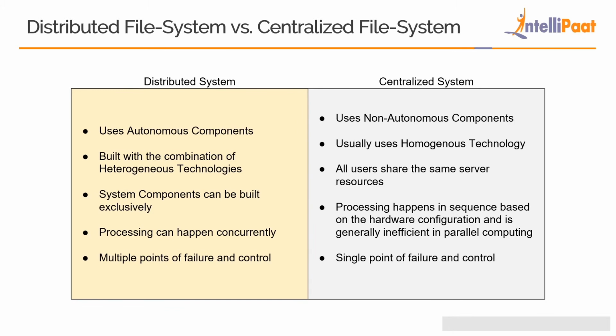Or concurrent execution. And the other main point is that the distributed system has multiple points of failure and control, while a centralized system has a single point of failure and control. So what does that mean?